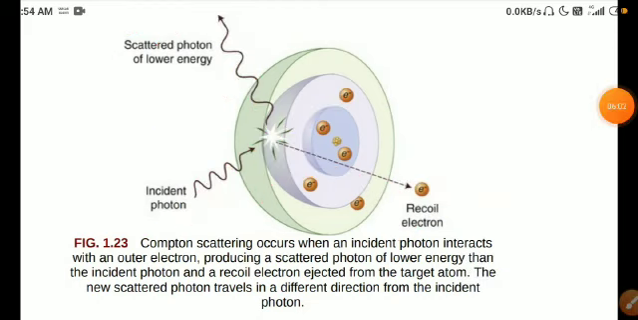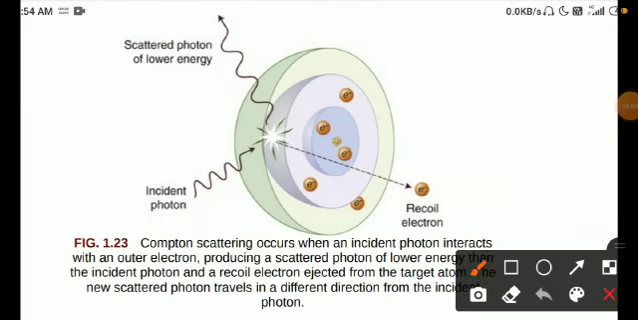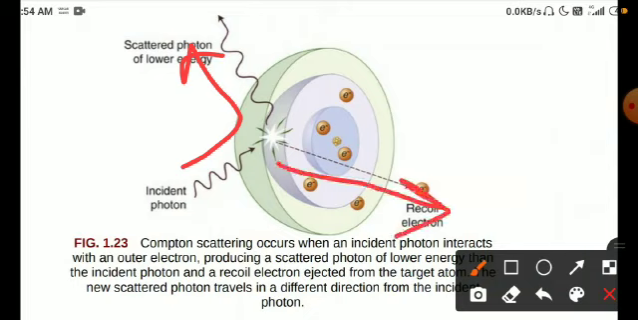So in this, the photon is deviated from its pathway and loses some energy, and the electron is also ejected out from the outer orbit.